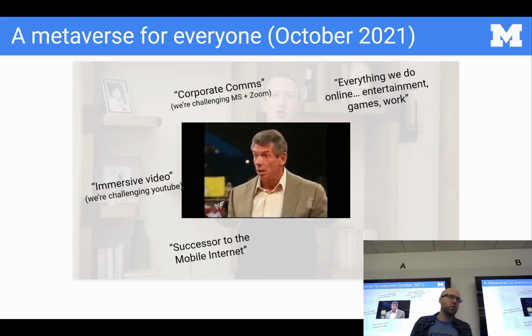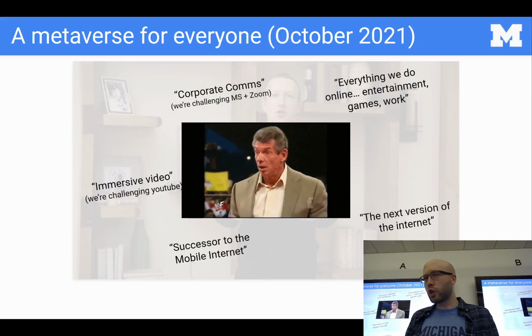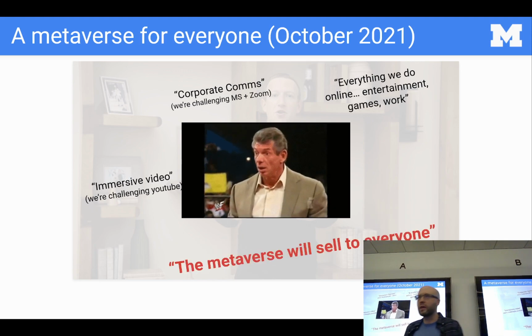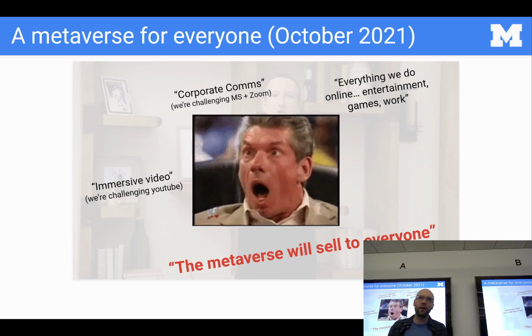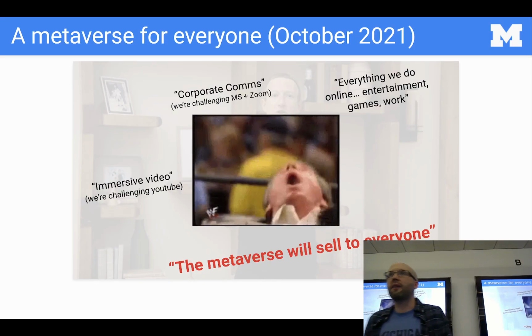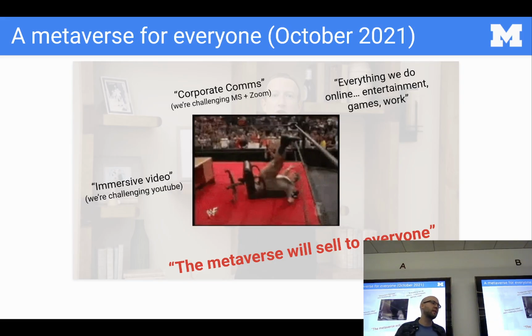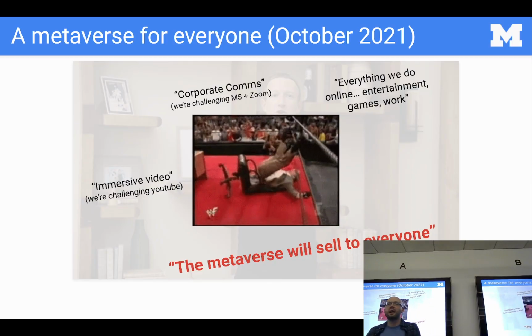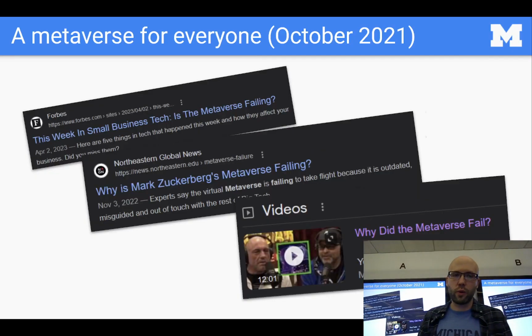When he says successor to the mobile internet, he's saying, hey, right, the next version of the internet, that is really, really exciting. The metaverse will sell to everyone, all right? And as far as investors are concerned, that is glorious, okay? Everyone is a lot of people, and a lot of people have a lot of cash, okay? So Mr. Zuckerberg is not focused on any niche. Mr. Zuckerberg has to sell to as many people as he can, okay?